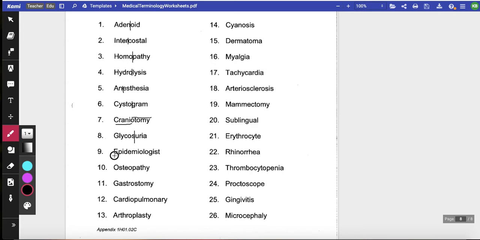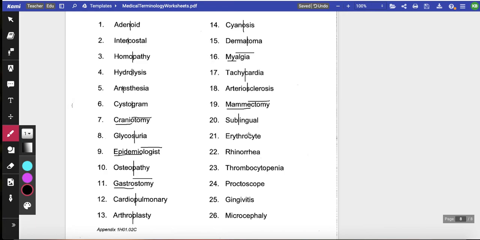All right. Epidemiologist, that's another 2-1. Osteopathy, this one's also going to be a shared. Osteomy, cardiopulmonary, arthroplasty, cyanosis, dermatoma, myalgia, shared A, tachycardia, arteriosclerosis, I think this is a shared E, baby, mammectomy, sublingual, so I don't know if you can see it, that line actually goes on top of that L.